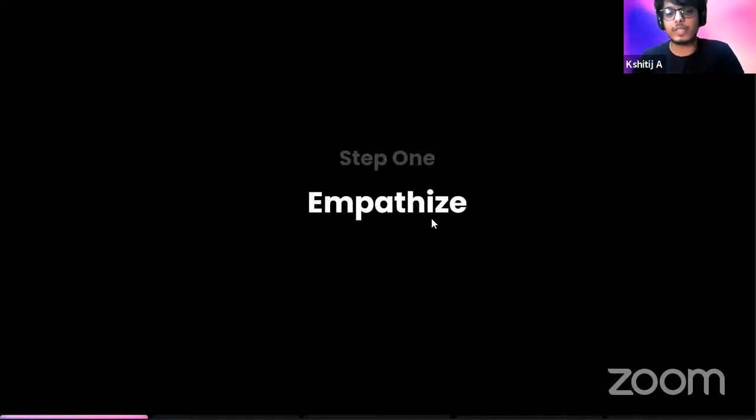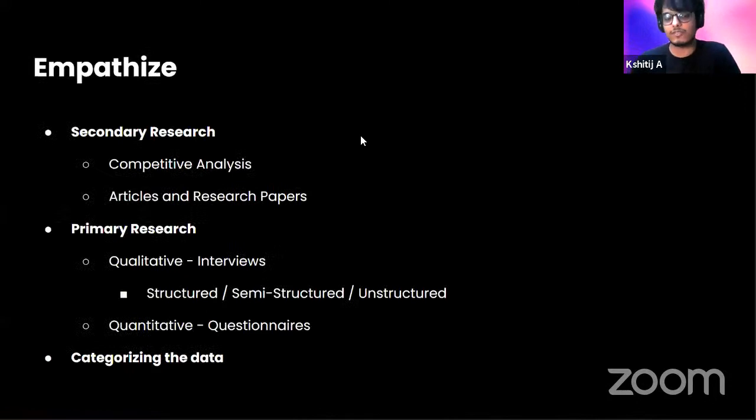So step one is empathize. Empathize, just as the word suggests, means you're trying to understand the users and familiarize yourself with their problems. There are a few phases you could go through whenever you're trying to empathize with your audience, with the users: secondary research, primary research, and categorizing the data. It might sound a little complex, but trust me, it's not.